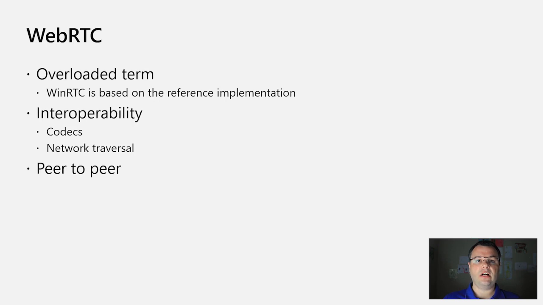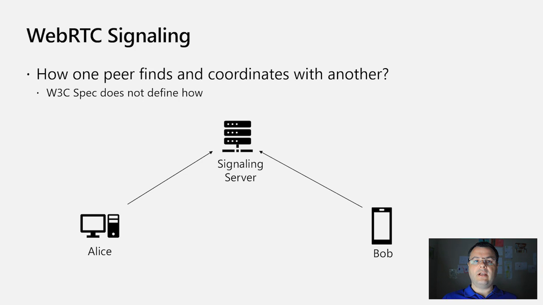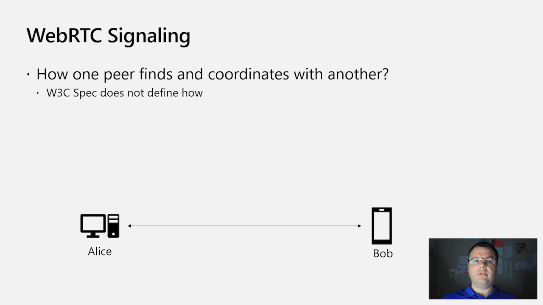Interoperability is one of the good outcomes of all these specs. There are specs about which codec should be supported and how network traversal should work. WebRTC is a peer-to-peer technology that allows applications built on top of WebRTC to scale very well. But if WebRTC is a peer-to-peer technology, how does one peer find another? Let's say Alice wants to talk to Bob. The WebRTC spec doesn't define how Alice will find Bob. That means that Alice and Bob will have to find another way to coordinate the communication. One of the possible solutions is a signaling server. Bob and Alice connect to a signaling server and then start doing the peer-to-peer communication.